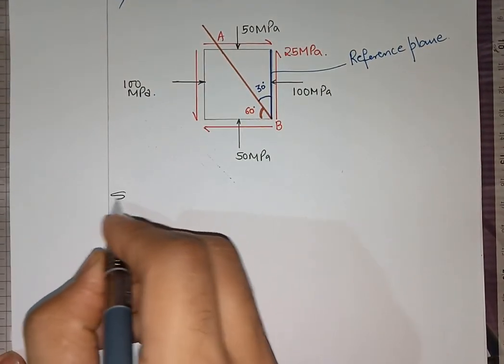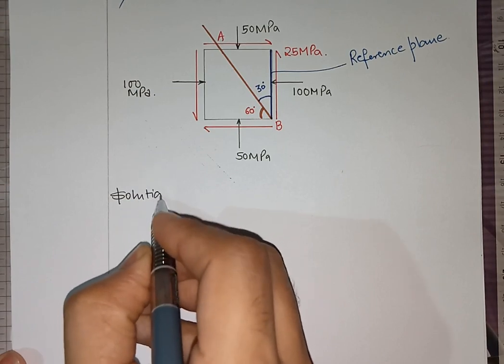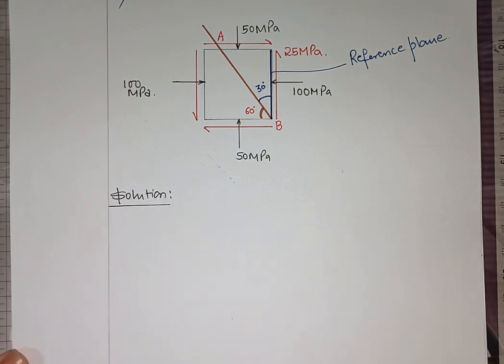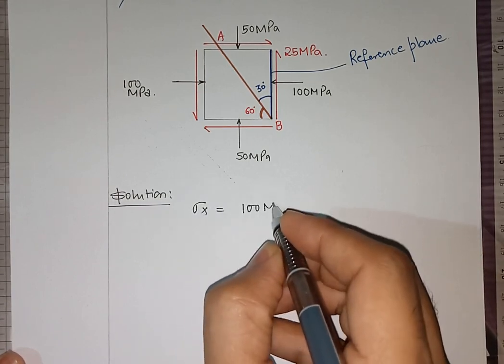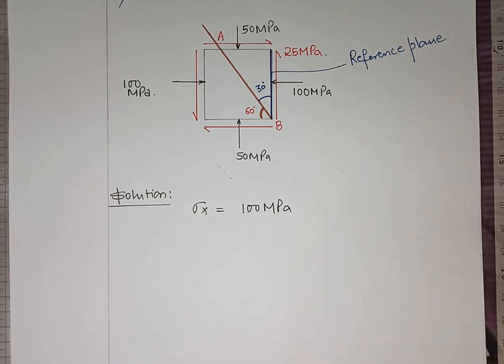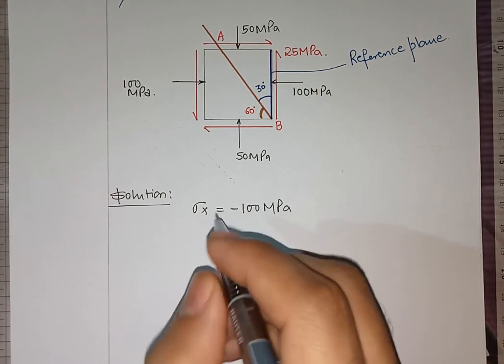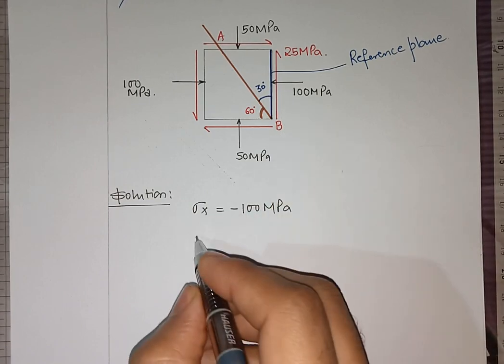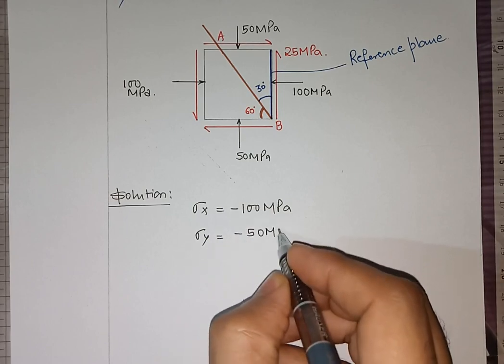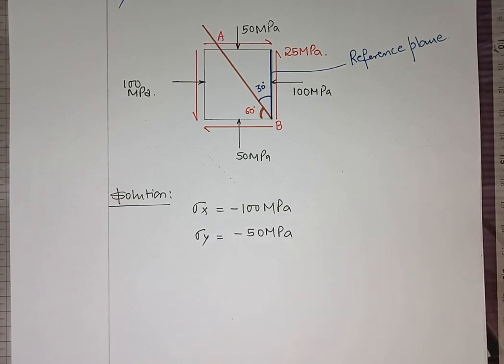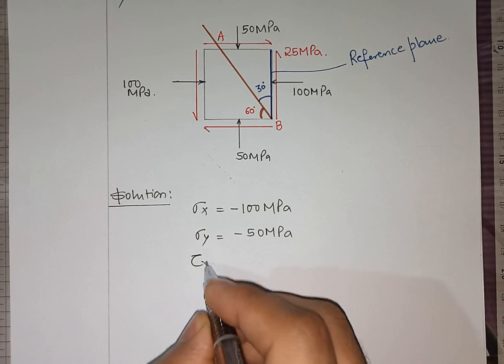Okay. So I'll write here as solution part, right? I have already fixed the reference plane. Now let me write the given things along with their sign conventions. Sigma x is 100 MPa with a negative sign. Why negative sign? Because it is compressive in nature. Similarly, sigma y is minus 50 MPa. Reason, it is once again compressive in nature. Right? Then I go for tau xy.